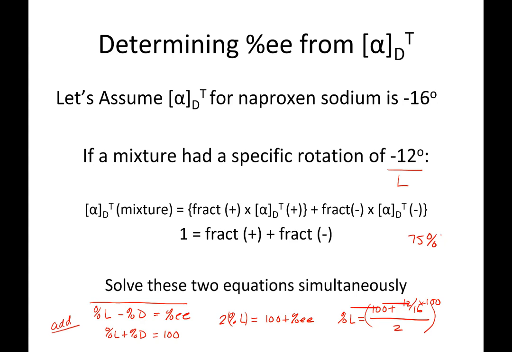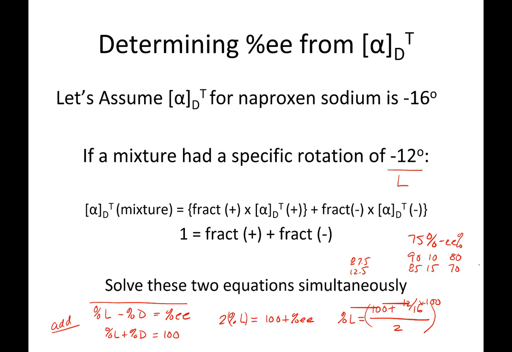75% is the enantiomeric excess. So what I need is two numbers that add up to 100, but when they're subtracted, equal 75. Because that's what these two equations tell us. So the way I did it this morning was I started with 90-10, and 90 minus 10 is 80, too high. How about 85-15, and 85 minus 15 is what, 70? So when you hone in on this, you end up with 87.5 and 12.5.